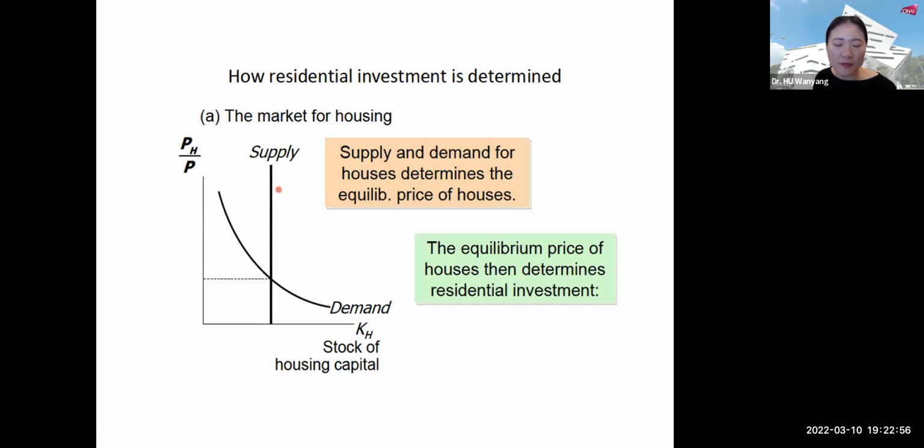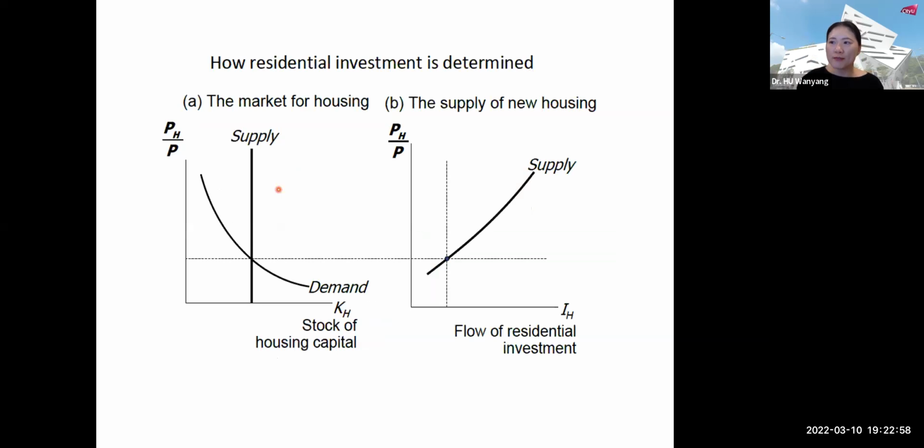So we have another graph. Let's use a parallel graph. This is the graph for the market of the housing stock. This is a flow measure. This is the new housing constructed, the supply of new housing. This is a different market. But again, this supply of new housing is equivalent to the investment in new housing, the flow of residential investment.